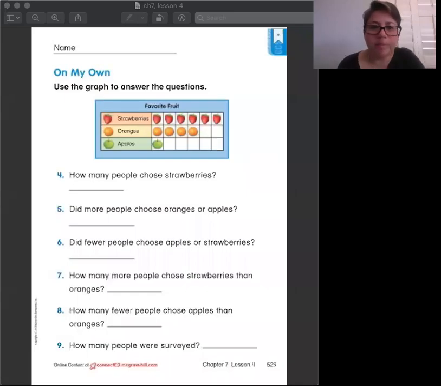Hi, we're going to take a look at this picture graph and answer the few questions that follow. I will give you a chance to answer, and then I will write it so you can double check to see if you did it correctly.